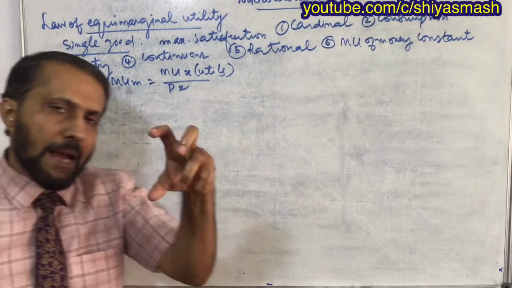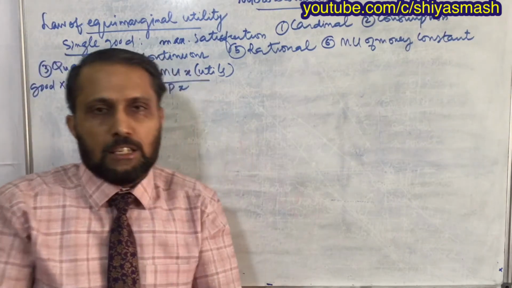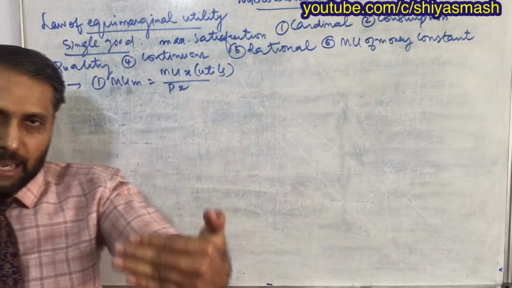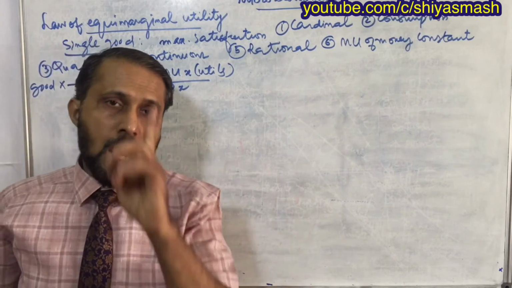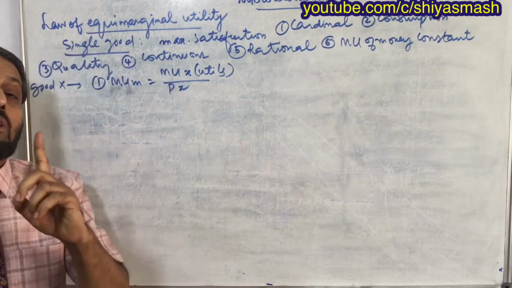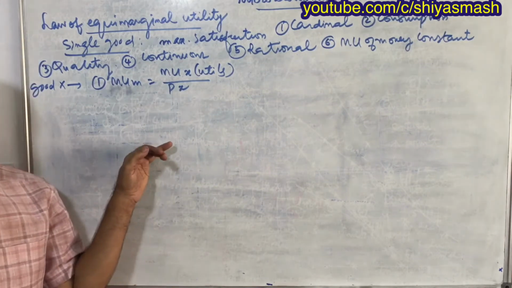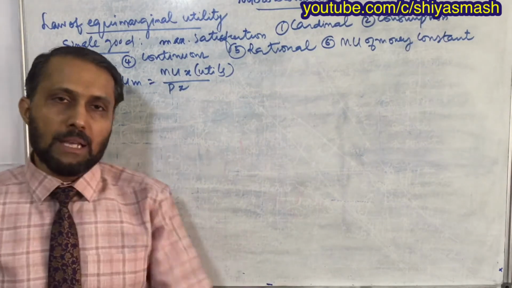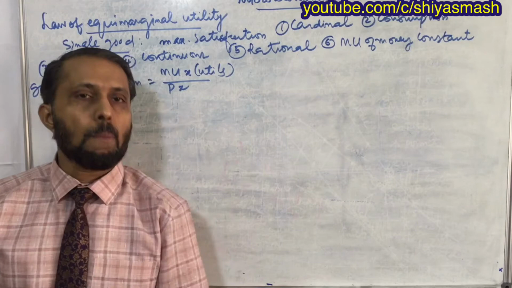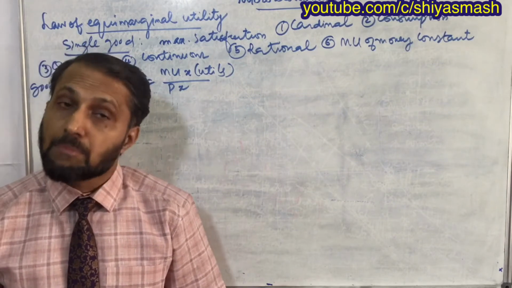It means how much he spends, he should get that much satisfaction. Suppose I spend 10 rupees for the purchase of a commodity, I should get 10 utils of satisfaction from the consumption of the commodity. Otherwise, I will not buy the product. That's human nature. We will try to obtain maximum satisfaction.